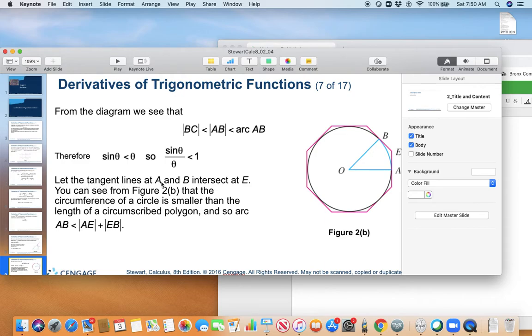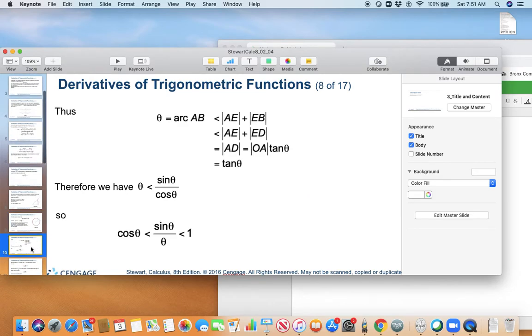Now, let the tangent lines at A and B intersect at E. So you have drawn tangent lines here and here. You can see from this figure that the circumference of the circle is smaller than the length of the circumscribed polygon. This polygon will have a circumference bigger than the circumference of the circle. In other words, the arc AB is less than AE plus EB.